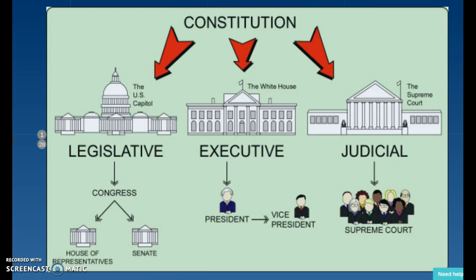Today's lesson is going to be about the three branches of government. The three branches consist of the legislative branch, the executive branch, and the judicial branch. As we go through this presentation today, you will have to complete your notes with each slide. Please feel free to pause this presentation at any time, that way you have enough time to write down the correct answer and response.